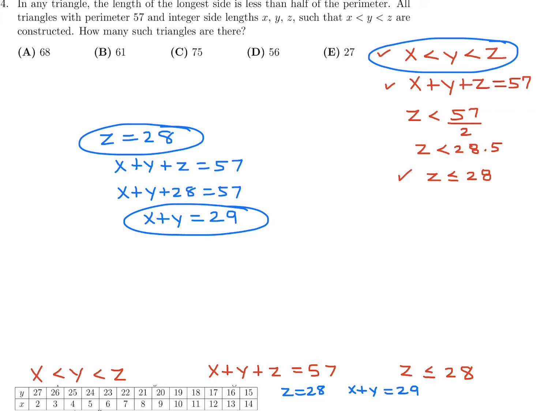And that's pretty much it. And then the rest of the values for x and y I've put here. And as you can see, those are the values. And there's a total of 13 of them. So I'll put 13 out here.